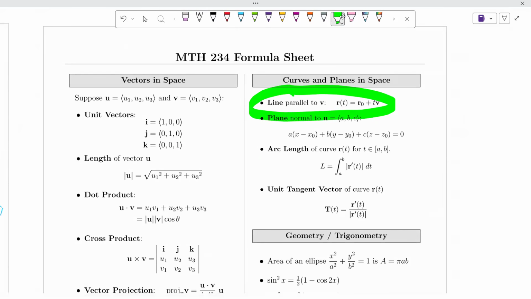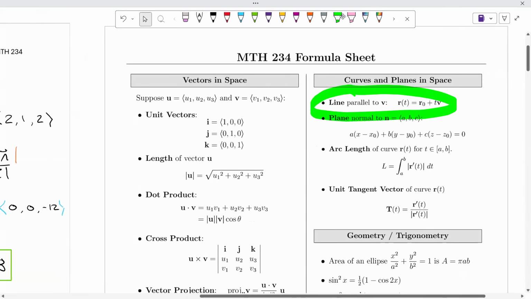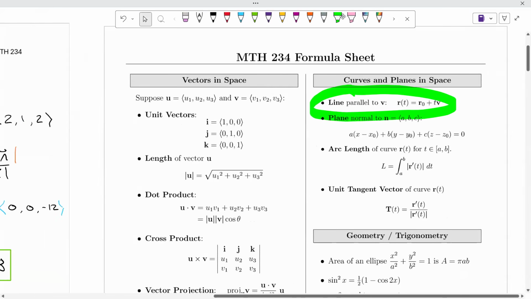Right. So an equation for a line, particularly one that's parallel to some vector v, is r of t equals r naught plus t times v. So I am going to use that in the problem we're about to do. That's kind of the thing I'm aiming at.